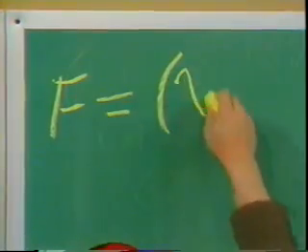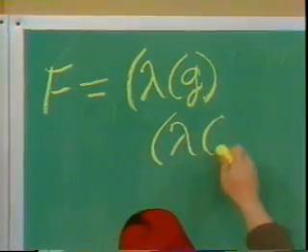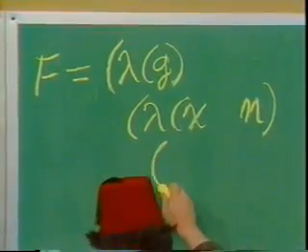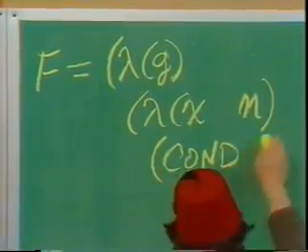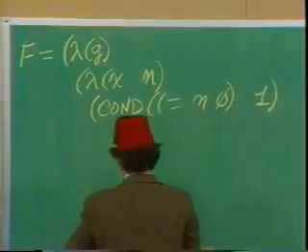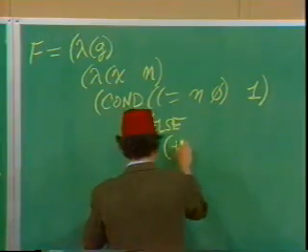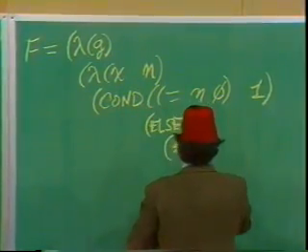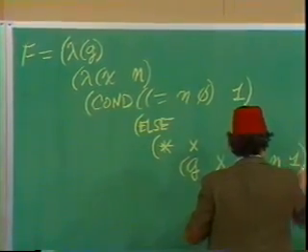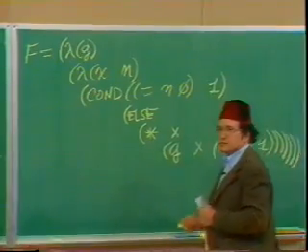f is that procedure of one argument g, which is that procedure of two arguments x and n, which has the property that if n is 0, then the result is 1. Otherwise, the result is the product of x and g applied to x and n minus 1. That's lambda, lambda, and cond. Okay?